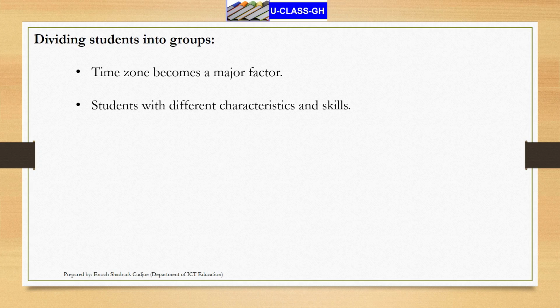And then with skills, let's say for example, some students are very fluent in communication, while others have relatively weak communication skills. So you might want to mix them so that those who have very good communication skills will end up pulling those with relatively weak communication skills along during the learning process.